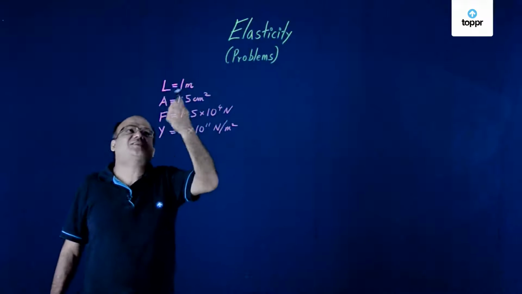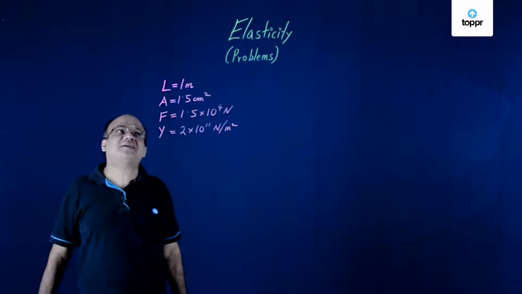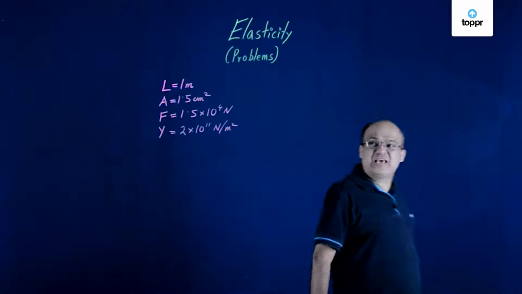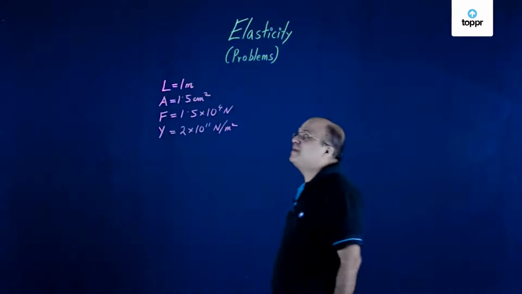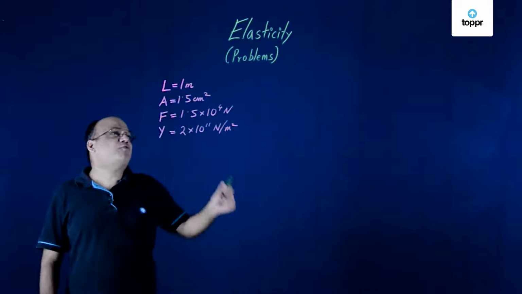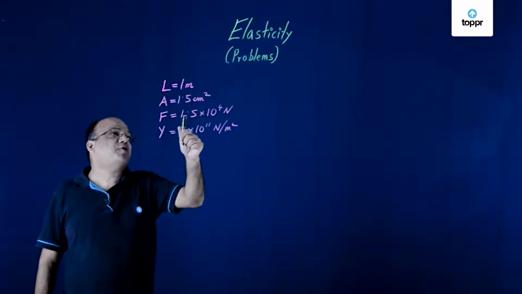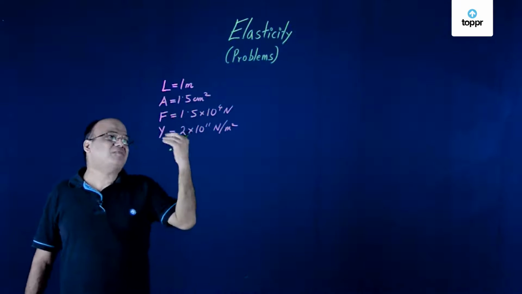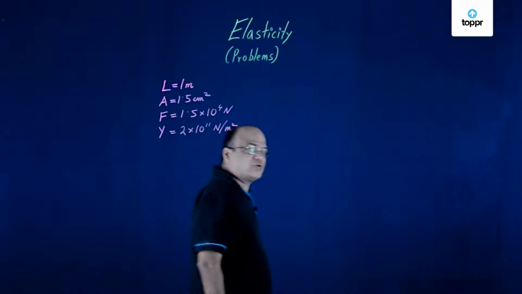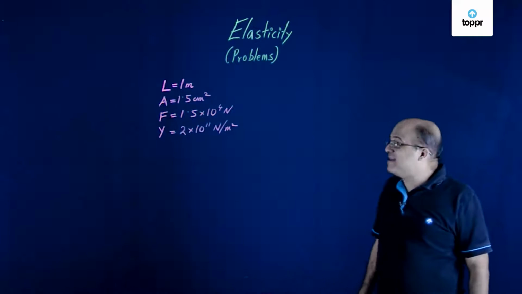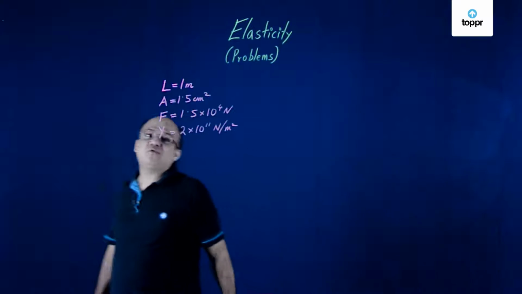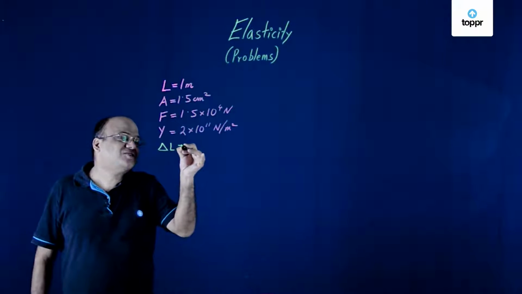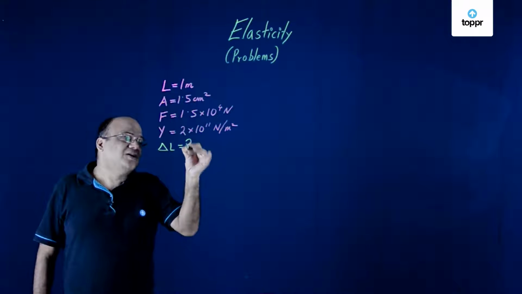So you've got a rod whose length is 1 meter. The area of cross section is 1.5 centimeter square. We are subjecting it to a force, a pull of 1.5 into 10 to the power 4 Newton. Young's modulus is given as 2 into 10 to the power 11 Newton per meter square. We have to find the change in length, delta L, the extension. So how to start?